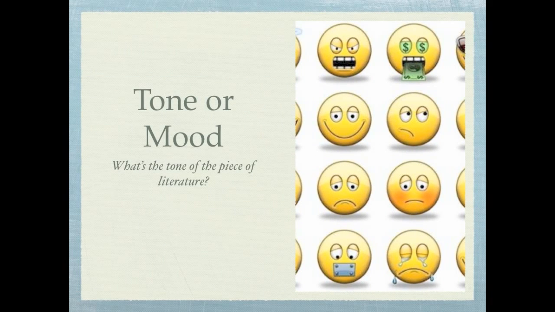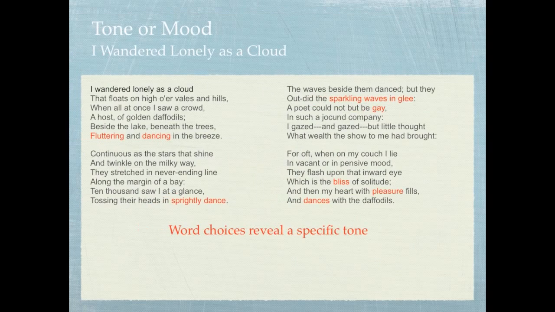We're going to look at the tone or the mood of this poem. What is it trying to convey to us? In I Wandered Lonely as a Cloud, we see key words in here because word choices reveal a specific tone. We see fluttering, dancing, sprightly dance, sparkling waves in glee, the word gay, bliss, pleasure, dances. All of these are giving this lighthearted or joyful tone. So again, we can understand a tone by looking at specific words.